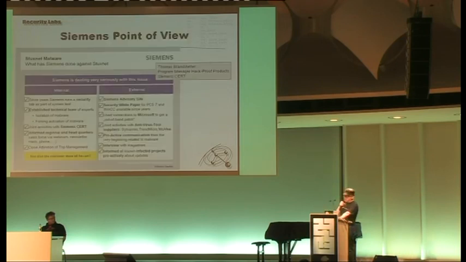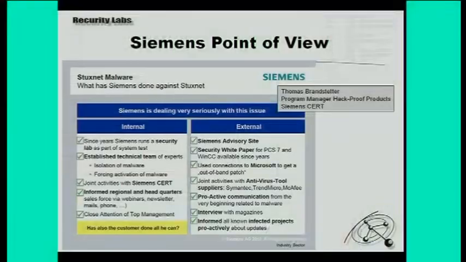I couldn't do without a few notes about Stuxnet that have nothing to do with disassembler building. First thing of note here is Siemens' reactions. This is an official Siemens slide from someone that is a program manager, hack-proof products. That didn't work too well, but essentially, what you see in yellow there is the big question whether the customer has really done all he could have done to prevent the infection.